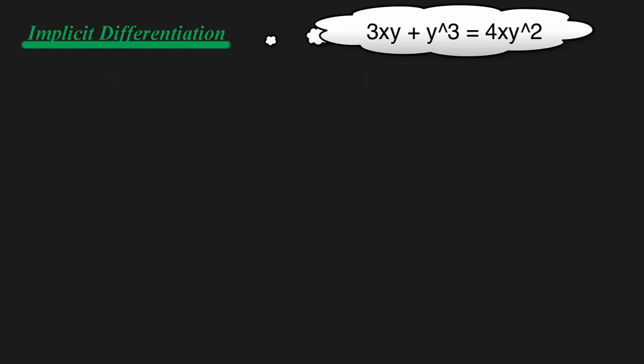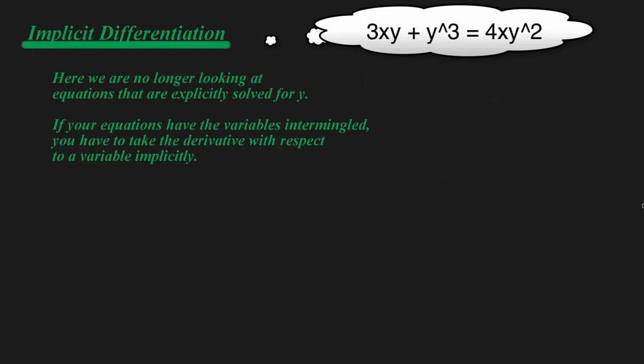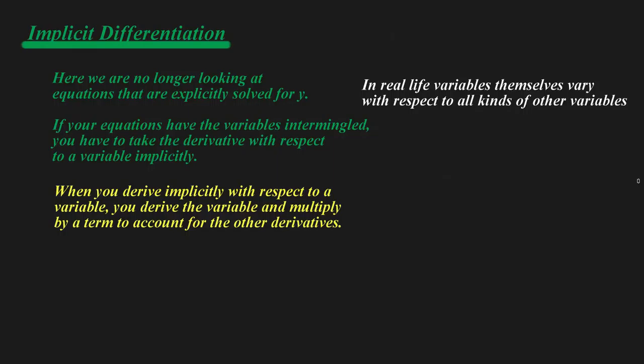Typically, up until now, you've dealt with equations that were solved explicitly for a variable. Okay? So, in that scenario, you could just derive it like you would normally. So, like all the x's would stay, just the derivative of x squared would be 2x, for instance.